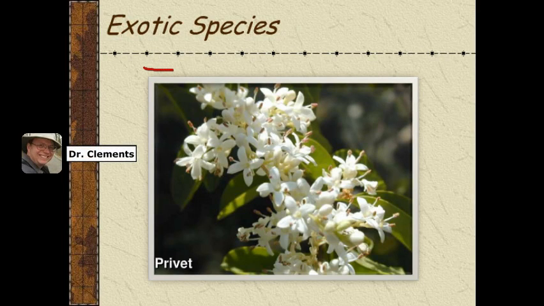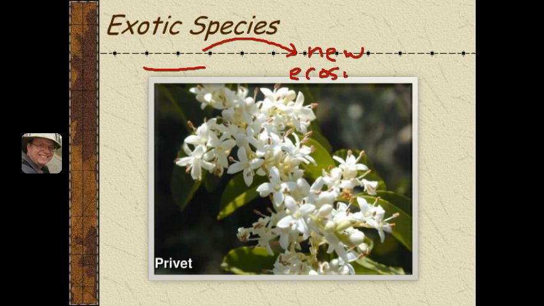An exotic species is an organism that has been moved from its original ecosystem. So it started out as a native species someplace else, and it gets moved into a new ecosystem. Now, there's some issues with this. Sometimes human beings do this on purpose, sometimes we do it accidentally.